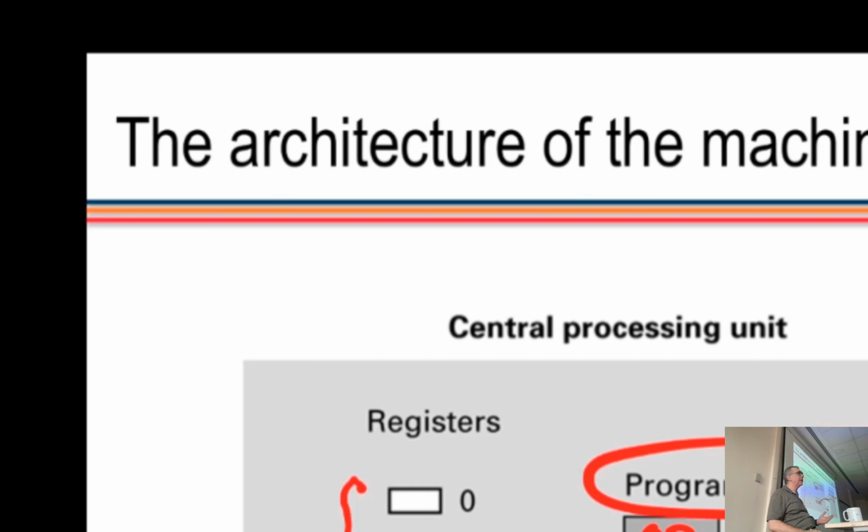In the 1950s, 1960s, maybe early 1970s, they said, no, our memory is made up of words, not bytes. Sometimes the word is 23 bits. Okay?